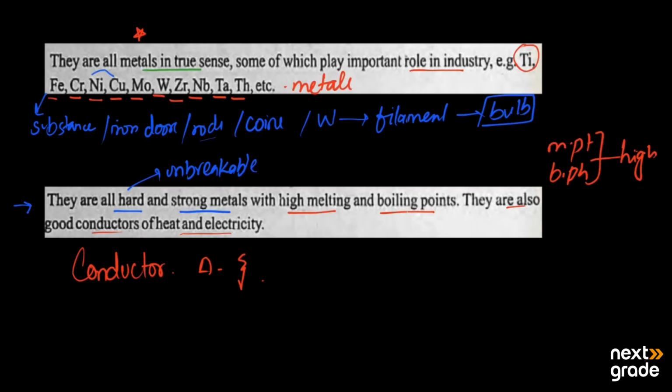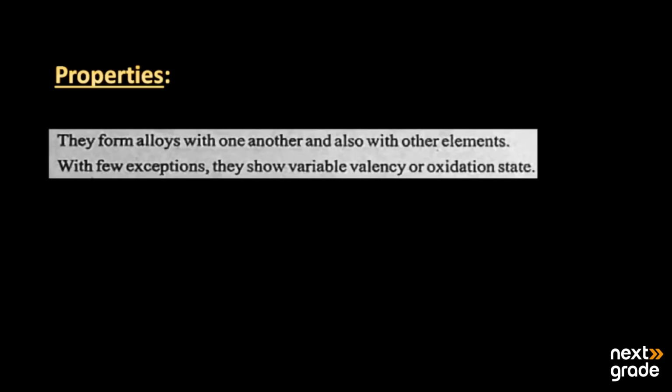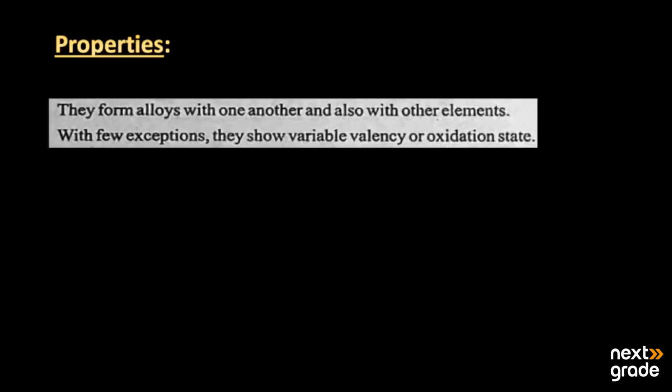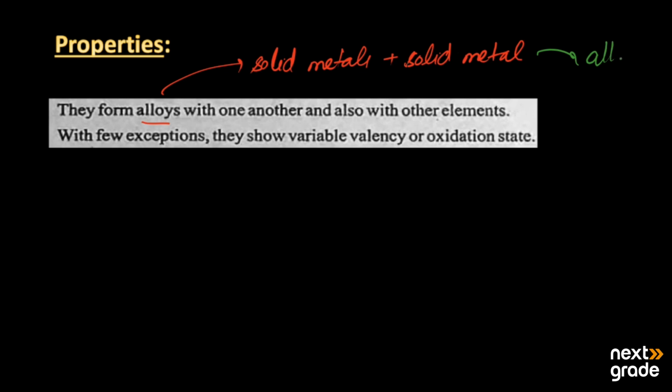After this, we have another property of the transition elements. They can form alloys. Now, what is meant by alloys? When a solid metal is combined with another solid metal, the resulting product that we get is called an alloy. And the process of the formation of alloys is known as alloying.